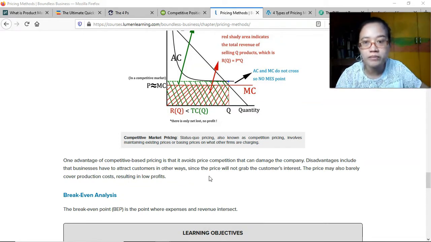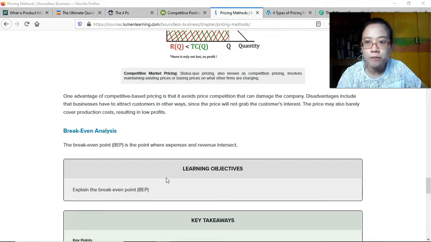Since the price will not grab the customers' interest, they can offer something else. The price may also barely cover production costs, resulting in low profits.